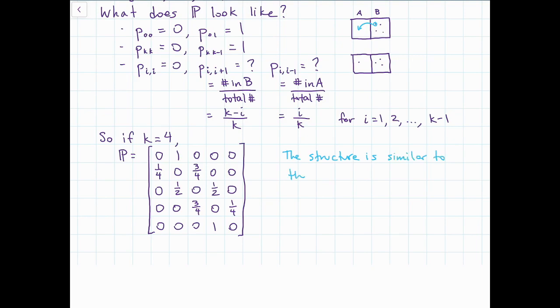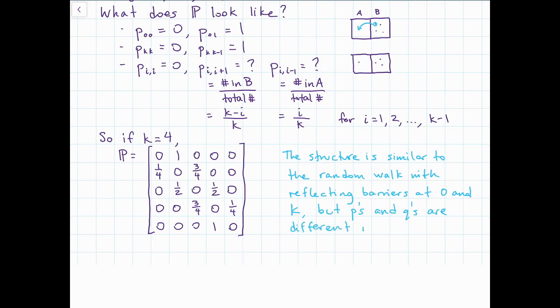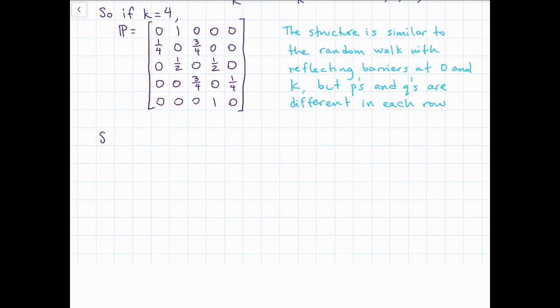If you notice, the structure of this matrix is actually kind of similar to the random walk with reflecting barriers at 0 and k. But it's a little bit different because in the random walk, the p's and q's are the same for each row, but here each row has slightly different values of p and q.